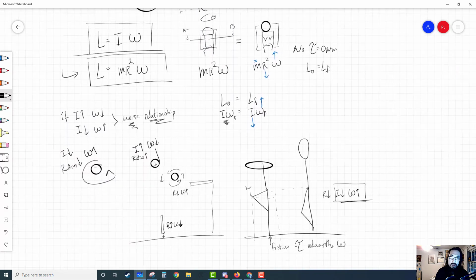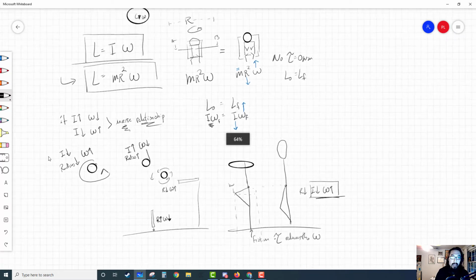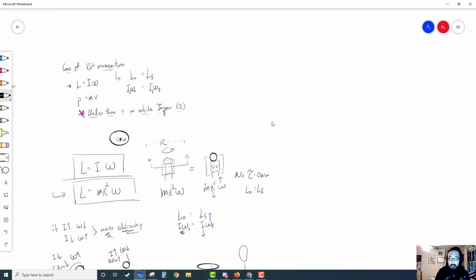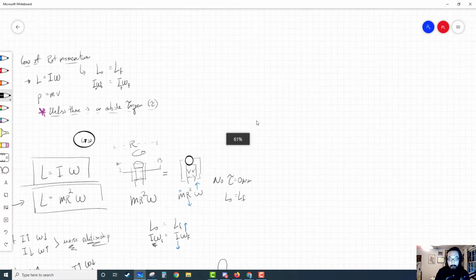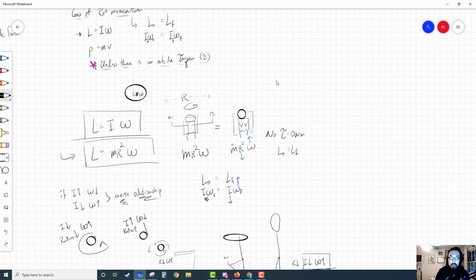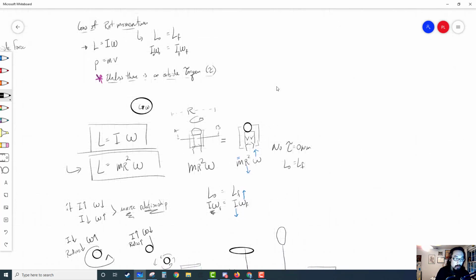But the big idea is the relationship between I and omega, and exactly what it means for us in terms of momentum. Keep in mind, other than the equation itself, which I'm going to highlight, and you should definitely highlight this too: unless there's an outside torque. Very important, because it's probably how they're going to question you on the AP exam.